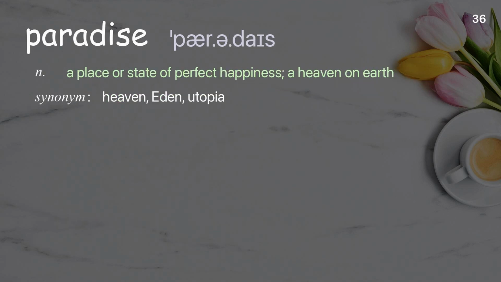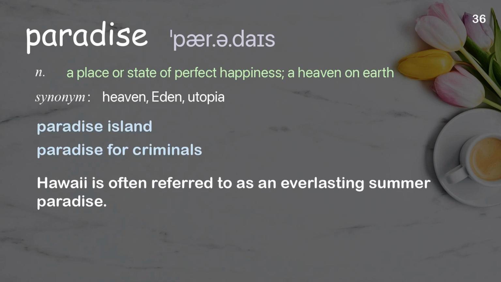Paradise. A place or state of perfect happiness, a heaven on earth. Examples: Paradise Island. Paradise for criminals. Hawaii is often referred to as an everlasting summer paradise.